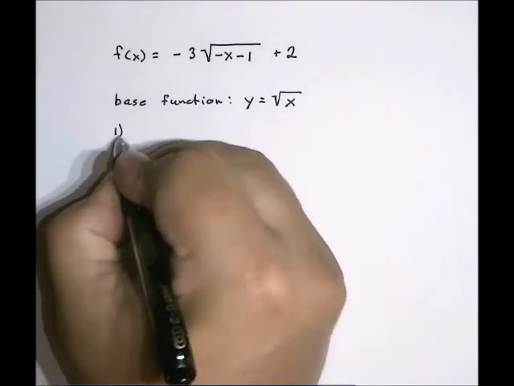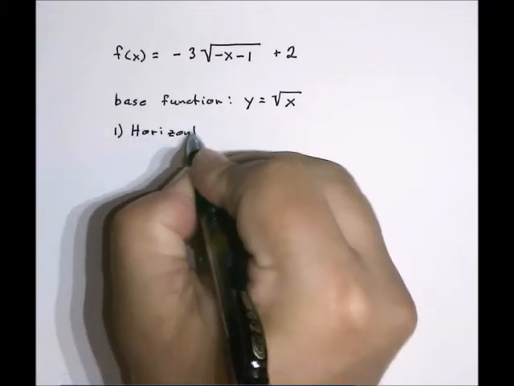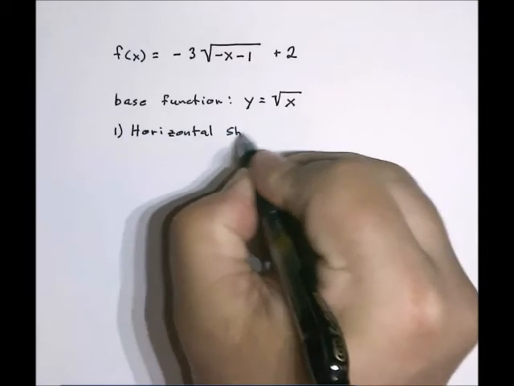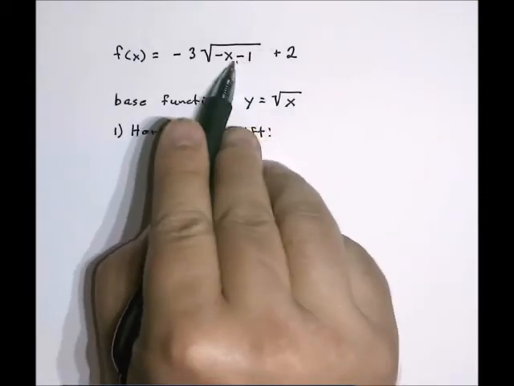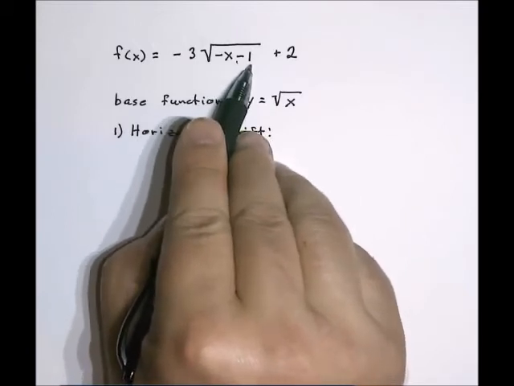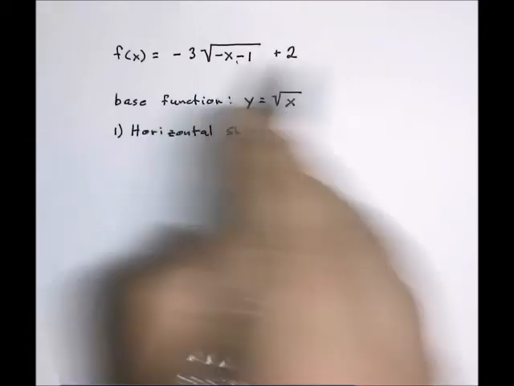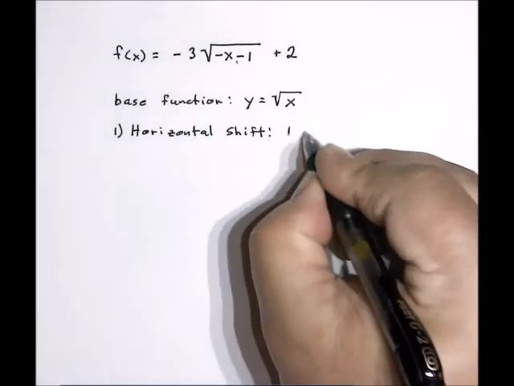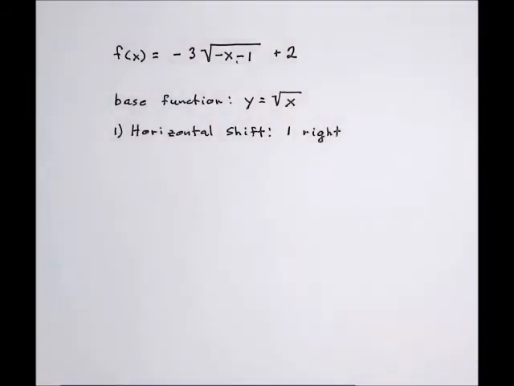So we start with our horizontal shifts, and horizontal shifts occur when you have a constant inside the function. We have a -1 here. And again, horizontal shifts work in the opposite direction you'd expect, so that -1 shifts the function 1 unit to the right.